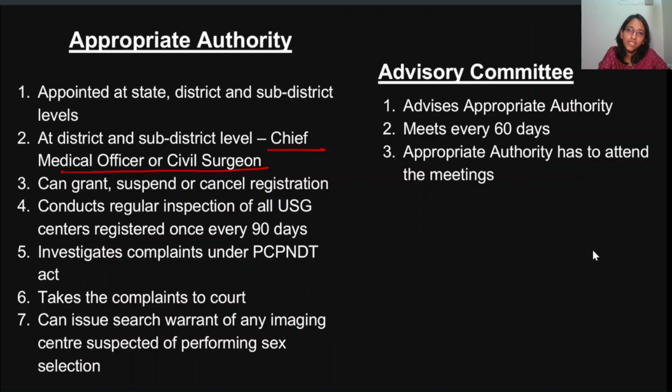Then there is an advisory committee. It advises the appropriate authority. They also meet every 60 days, and the appropriate authority has to attend the meeting held by the advisory committee.